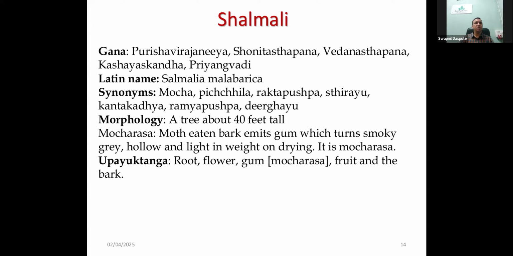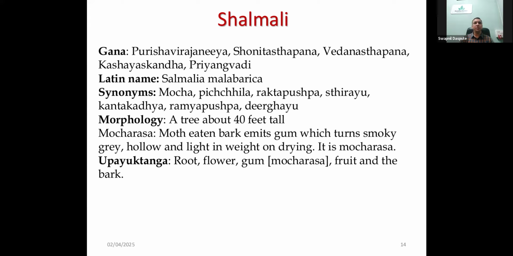Shonita Sthapana, in order to stabilize the blood in the body. Stabilize means wherever excess blood is going out of the body, it will stop the bleeding. That is Shonita Sthapana. So this is a group of herbs which have this particular action of holding rakta dhatu or blood tissue in the body. Rakta stambhana, basically they do.